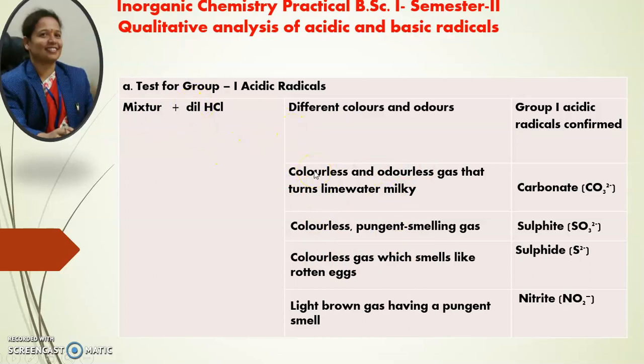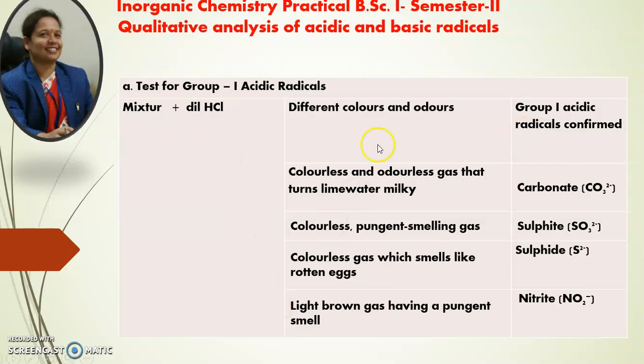Now observe the color and odor of that gas. If a colorless and odorless gas is there, which turns lime water milky, then carbonate, CO3 2-, is present. If a colorless gas with pungent smell is there, then sulfite is present, SO3 2-. If a colorless gas with the smell of rotten egg is evolved, then sulfide is present, and if a light brown gas having a pungent smell is evolved, then nitrite is present. So on the basis of the color and odor you can identify which radical is present.